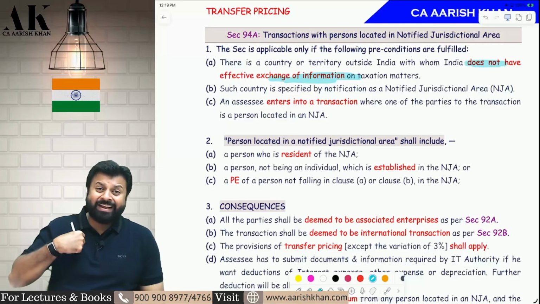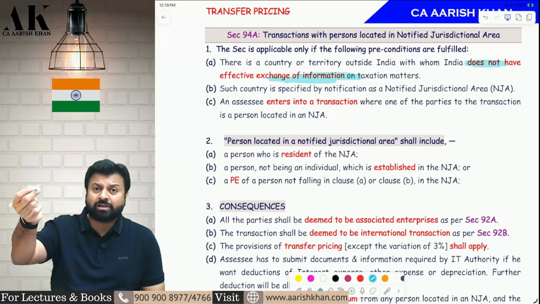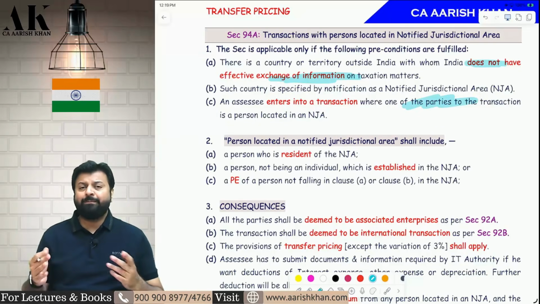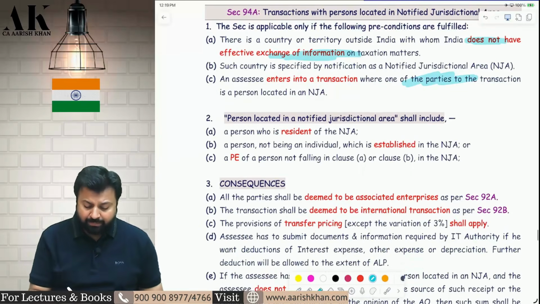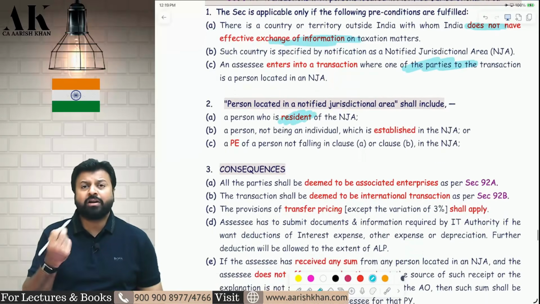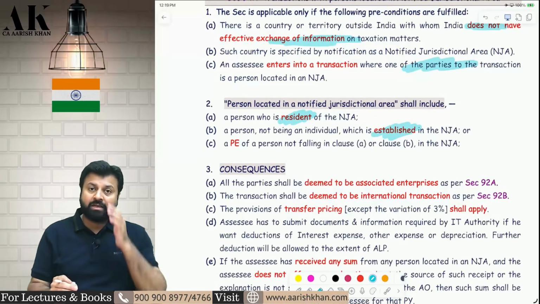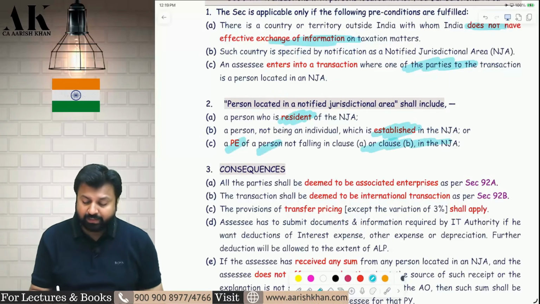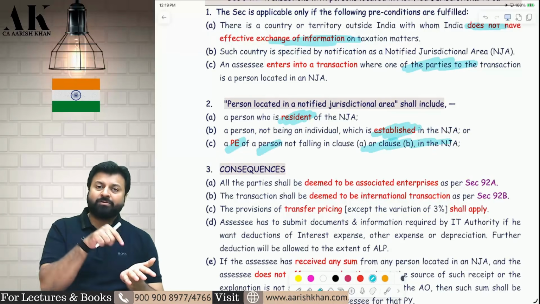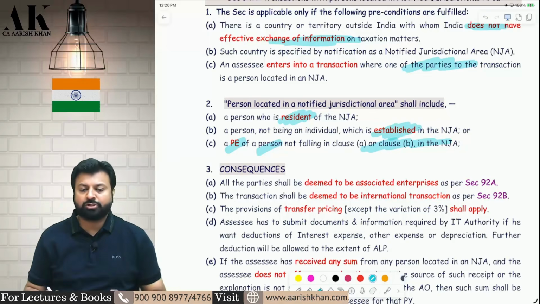And if an Indian entity, a person located in India or any person who is liable to tax in India, is entering into a transaction with an NJA, it will be liable for this provision. What is the impact of that? That I will tell you in a while. First of all, what do you mean by a person located in an NJA? A person located in an NJA means a person who is a resident of the NJA. Or if it is not an individual, if it is a company, etc., then it has to be established, incorporated or registered in the NJA. Or if it is a third country company, then it can be a permanent establishment of a person falling in a third country. So a person who is a resident of the NJA can be called a person located in the NJA. A person can also be established or incorporated in the NJA, or it can also be a permanent establishment of a third nation.